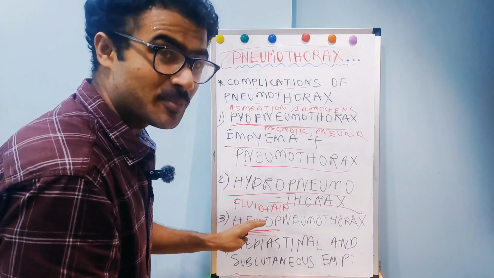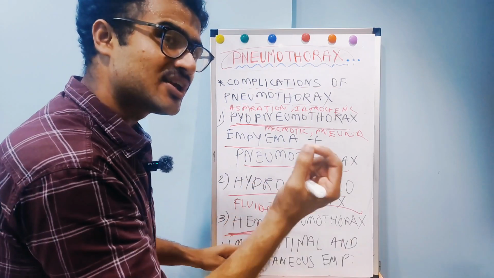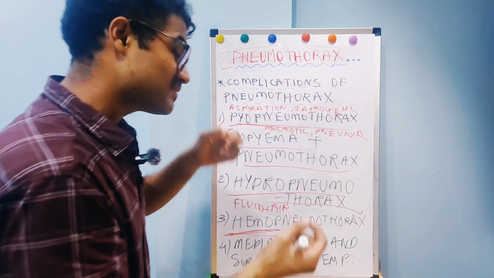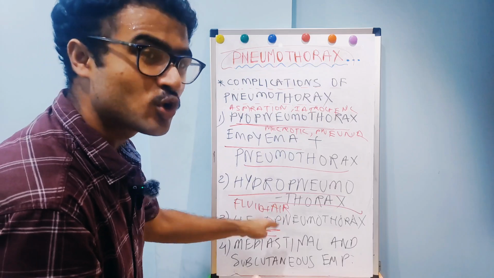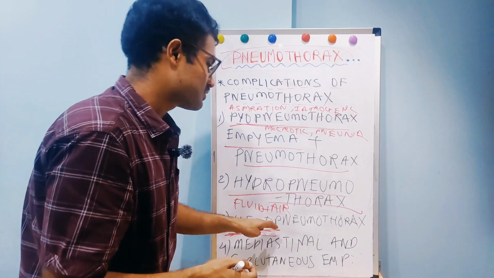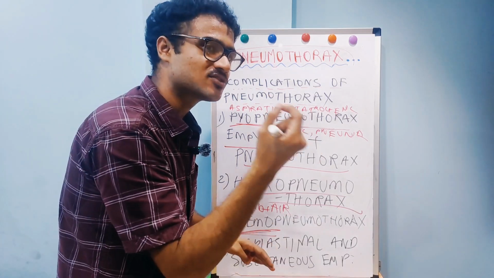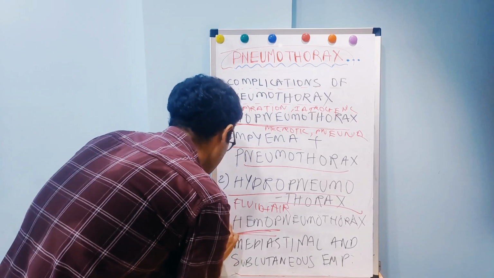And if it does not stop, then the treatment is surgical ligation. If you do surgical ligation, then this condition hemopneumothorax can be treated. It can be treated through surgical ligation when the bleeding does not stop. So this is the third part.